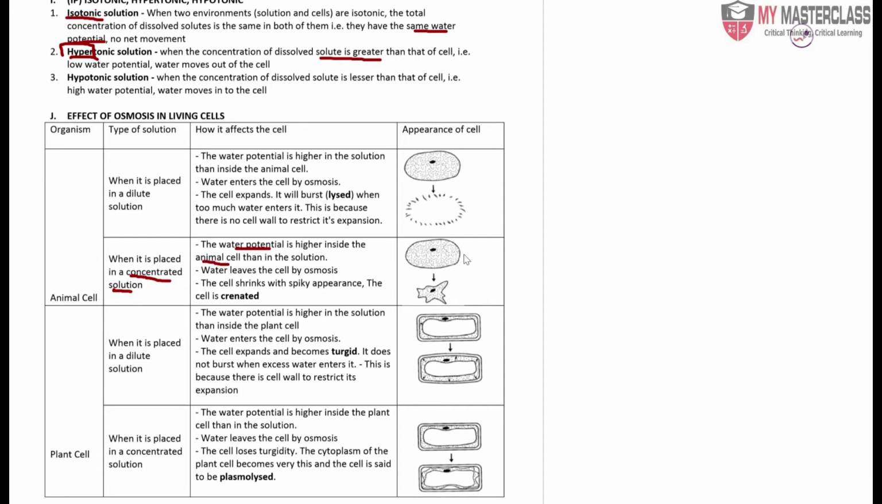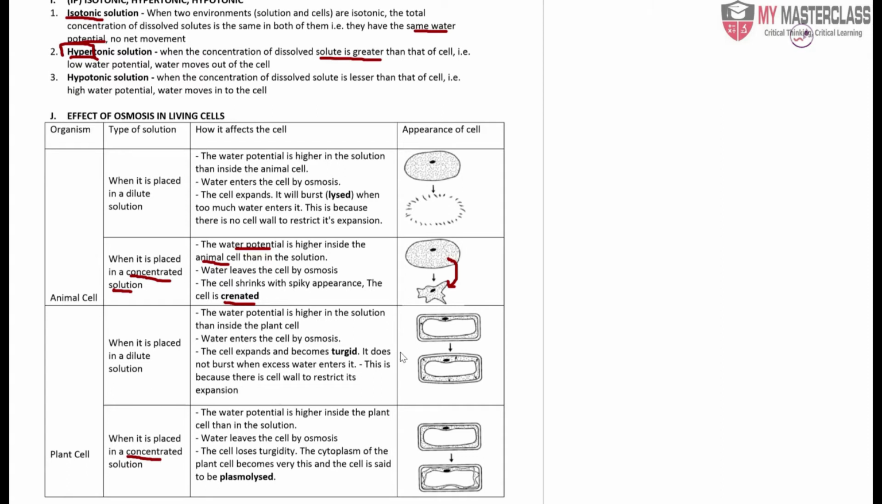So because water potential is higher in the animal cell, the water will move out via osmosis to the surroundings. So after some time, the cell is going to shrink, and that is called crenation, or crenated. Okay, so conversely, in plants themselves, what happens if I have it in a concentrated solution?